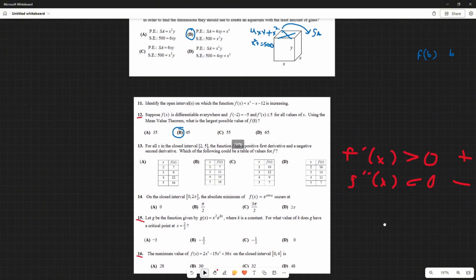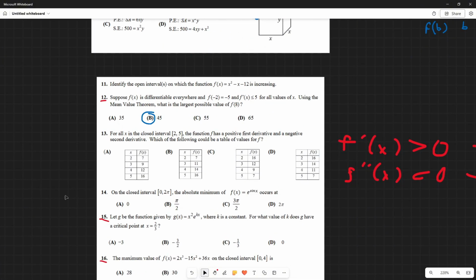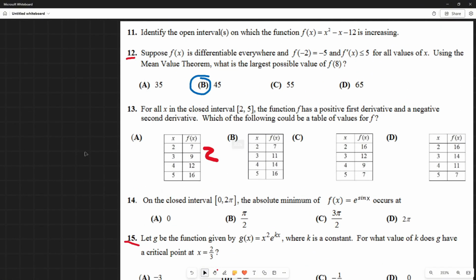So, we got 7 to 9, right? So that's a difference of 2. And then 9 to 12, that's a difference of 3. So, here we see that our second derivative is positive in this table, because as x goes up, our rate of change goes up. So yeah, it can't be A.